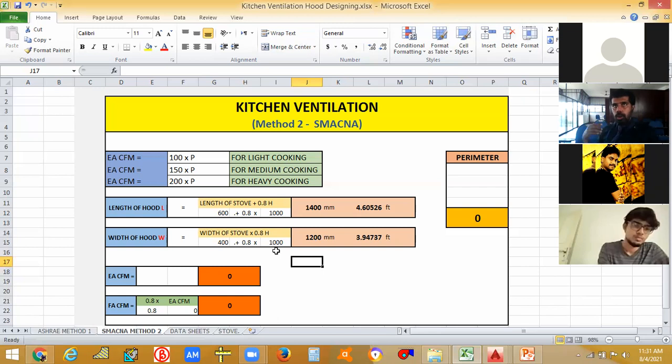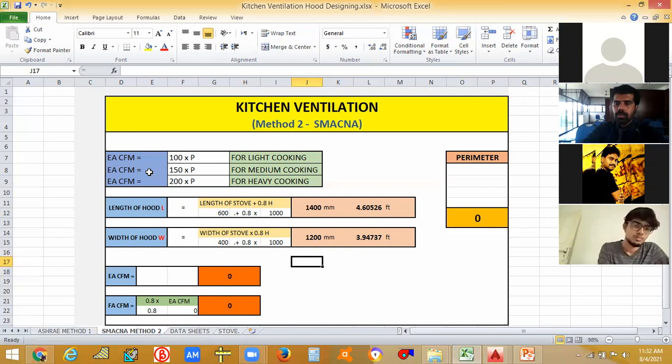So to know the CFM, what is the formula? The formula is 100 into perimeter, or 150 into perimeter, or 200 into perimeter, according to the different ranges. If you are using medium cooking, you just multiply 150 into perimeter. So you need to know the perimeter, right? When you multiply the perimeter into 150, you get the exhaust air CFM. So this is the second step: we are going to find the CFM. Only if you know the CFM will we be able to size the duct.